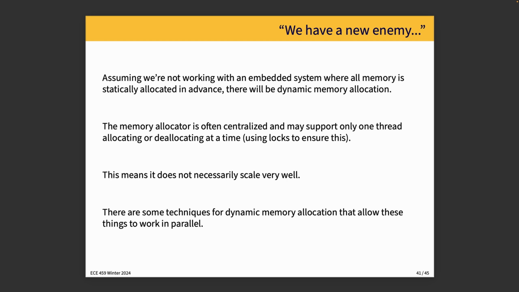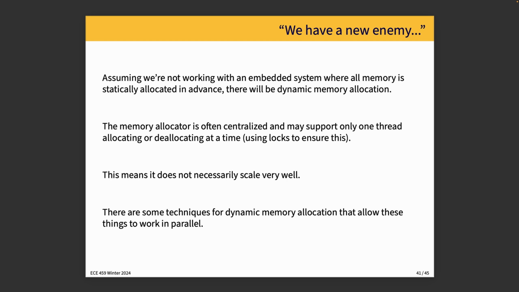What's up with that? Well, the dynamic memory allocation is likely run by your operating system, and the operating system will potentially have something that's very centralized. It might support only one thread allocating or deallocating at a time, and that means it might not scale super well. There's also some overhead of switching to the kernel and coming back from it, which you may not be able to get around.